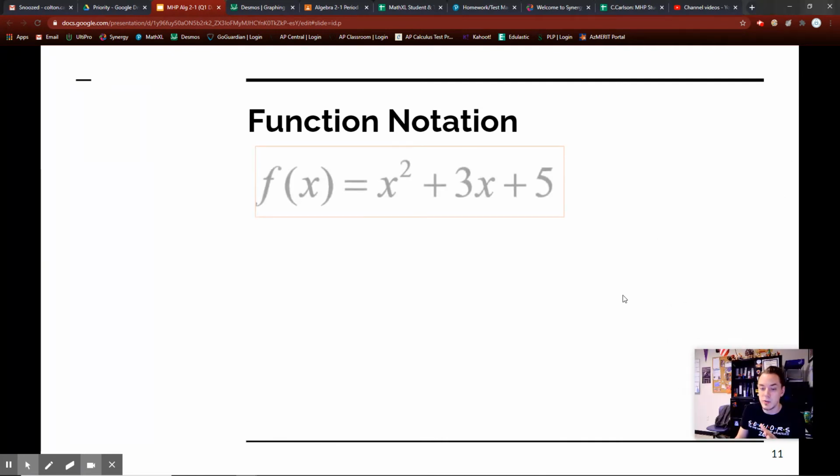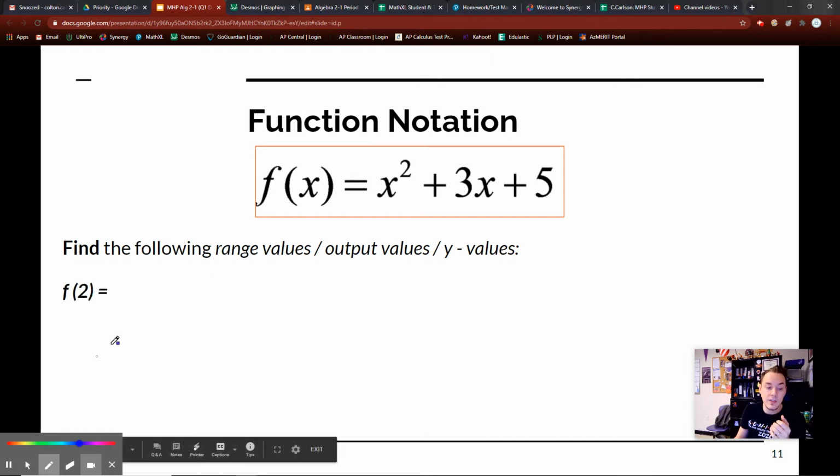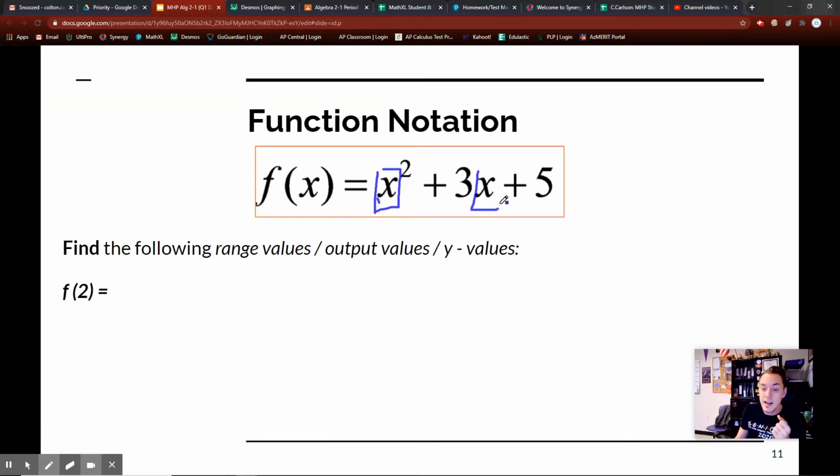What is function notation? If I have a function, this is actually a quadratic: f of x equals x squared plus 3x plus 5. It's going to be asking you to find the following range values, output values, or y values. How do I do that? If I have f of 2, what does that mean? It means I'm going to plug in 2 in this x and in that x, because 2 right here is my input, my x value.